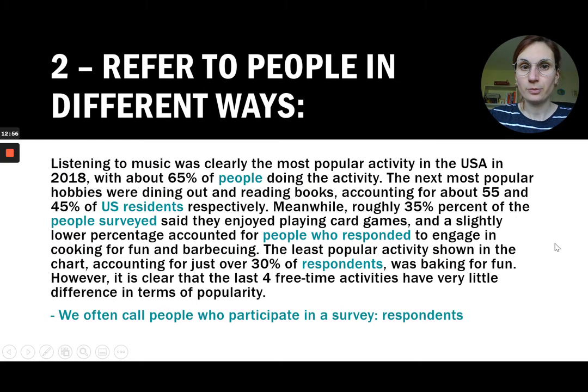Also, I refer to people in different ways. So I can say people doing the activity, US residents, because I said this survey was in the USA, so I know they are US residents, people who live in the USA. People surveyed, so people who answered the questions in the survey. People who responded, so same. Respondents is the same as people who responded. So this varies the vocabulary a bit, so I don't have to repeat all the time people, or Americans.